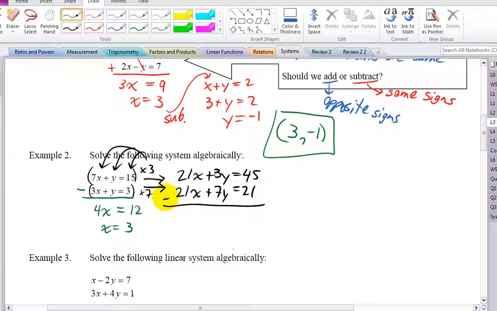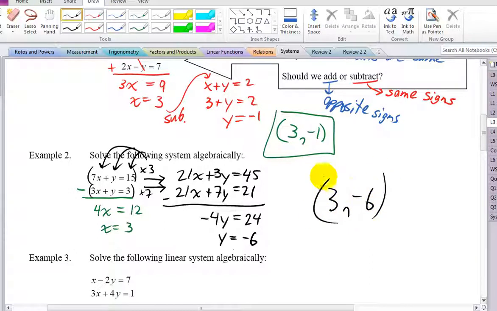Now you got to be super careful. Make sure you're going 3y minus 7y. -4y. Okay. 45 minus 21. Well, what's 45 minus 20? 25. 1 less? 24. Okay, so sometimes rounding can help you with your subtractions, folks. Okay, and then divide by 4. Sorry, -4. y equals -6. So your solution is (3, -6) in brackets.